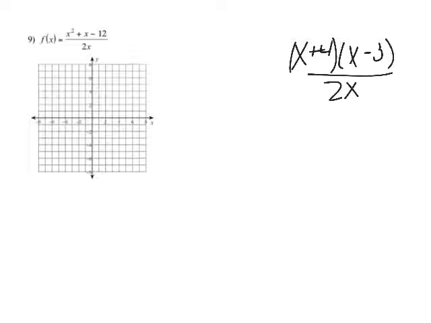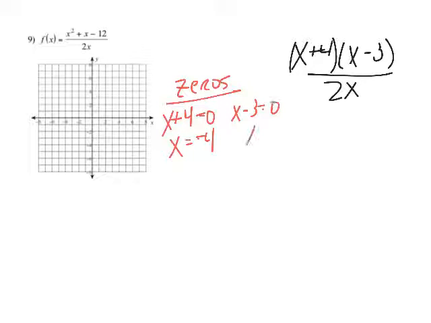So to find your zeros or your x-intercepts, you take your numerator and set it equal to 0. I already factored my numerator, so I know that each factor can equal 0. So I get x equals negative 4, and the other one will give me x equals 3. All right, so I've got that.